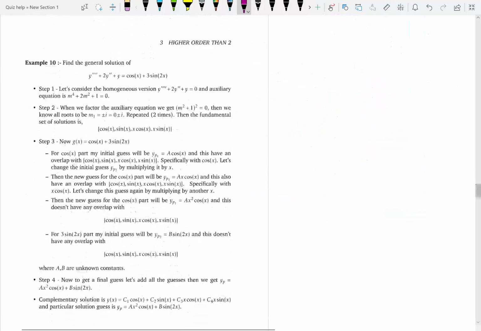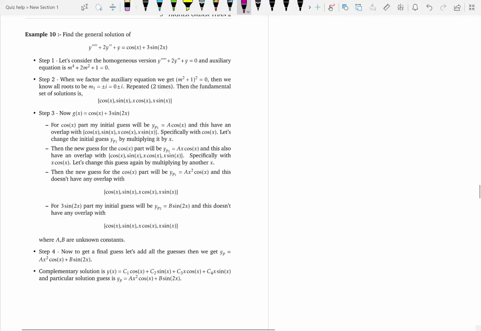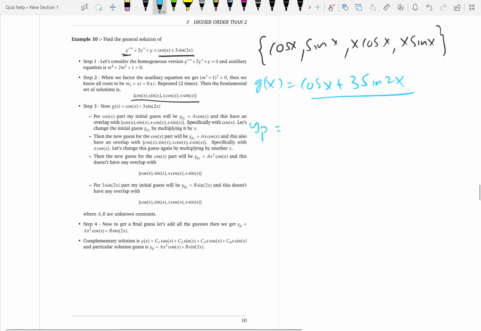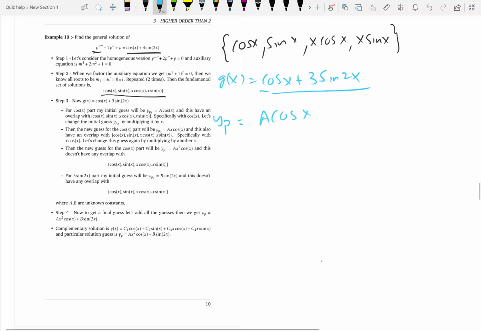Okay, let's look at one more example because we can of course learn something new. Here we have a fourth order differential equation and they have given the fundamental set of solutions as cosine x, sine x, x cosine x, x sine x. And the right hand side g(x) is cosine x plus 3 sine 2x. How do you write the initial guess? Well, the initial guess would be A cosine x plus B sine x, for the cosine x part, plus, for the sine 2x part, C sine 2x plus D cosine 2x. That's the initial guess.